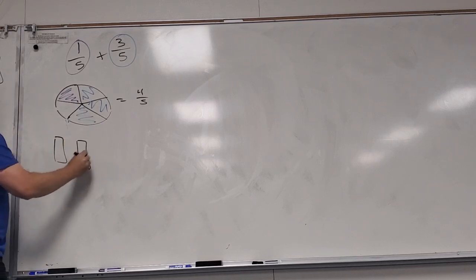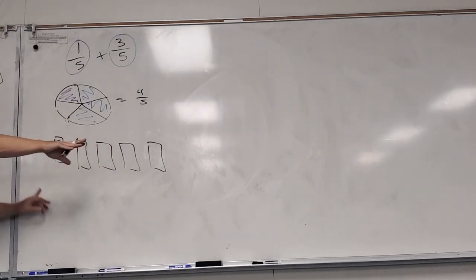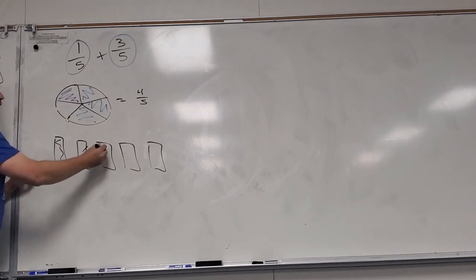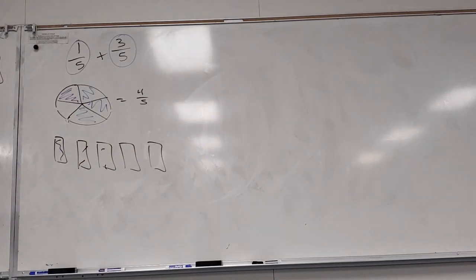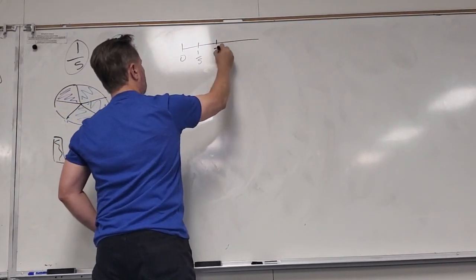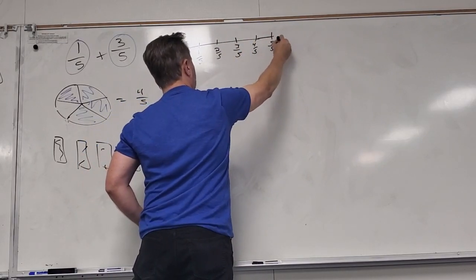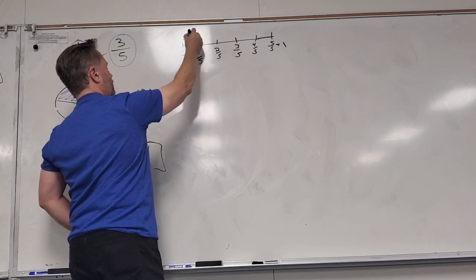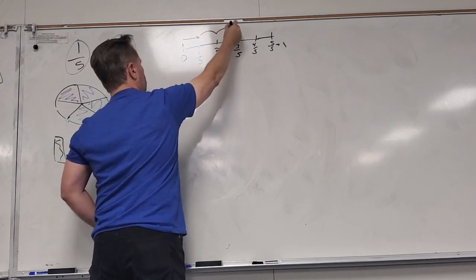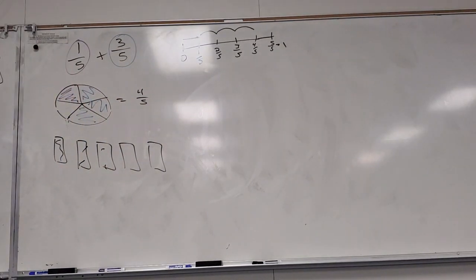You'd have, so this would be 1/5 of all the items, and then 3/5 of all the items, okay. How about a number line? So if I go 1/5, and then from there I go 1, 2, 3 more fifths, that gets me to 4/5.